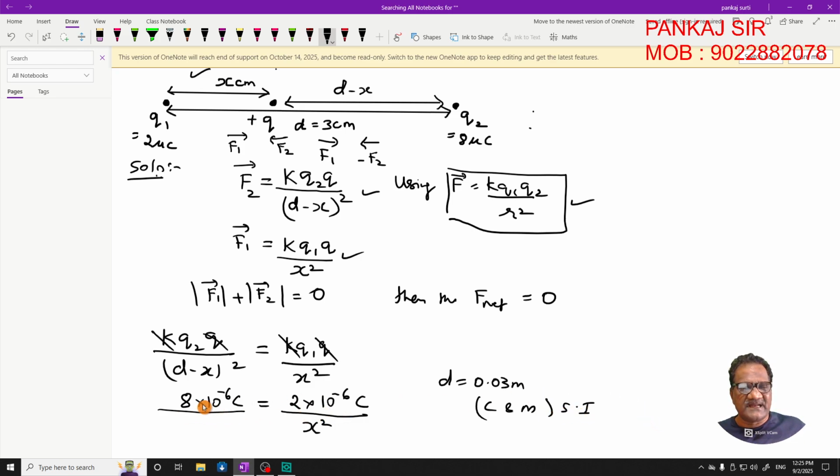This is 8 into 10 is to minus 6 coulomb, okay? The 8 into 10 is to minus 6 was 8 microcoulomb, and 2 into 10 is to minus 6 was 2 microcoulomb. So, following the SI system, D also I have to take in meters, so I will take 0.03. This is where students make the mistake: they take D directly as 3 and the charges in coulombs. But you have to see that there should be conformity with the SI units. The charge should carry coulombs as unit and the distance should carry meters, so D is 0.03 minus x.